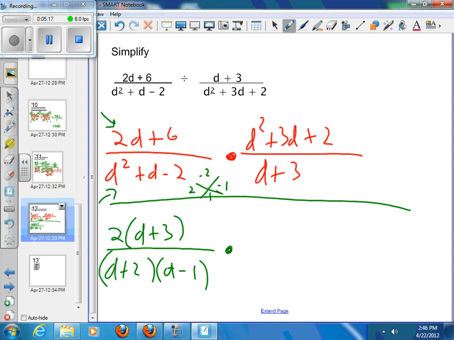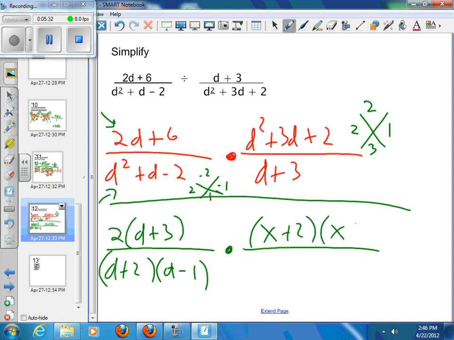Change the division to multiplication, like we did. Factor the top over here. So multiply to get 2 and add to get 3. So that's a 2 and a 1. So that's going to be x plus 2, x plus 1. And then I've got my d plus 3 down here. Then I'm ready to start canceling this.